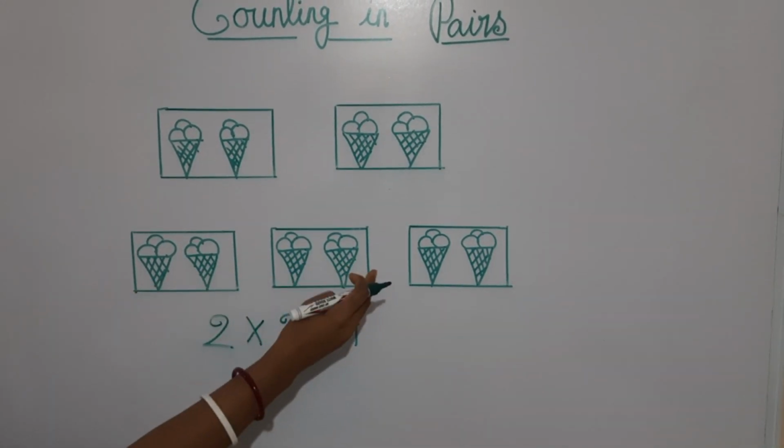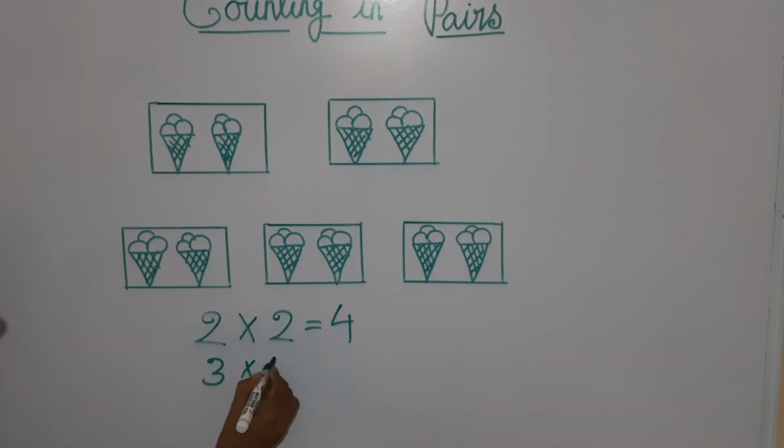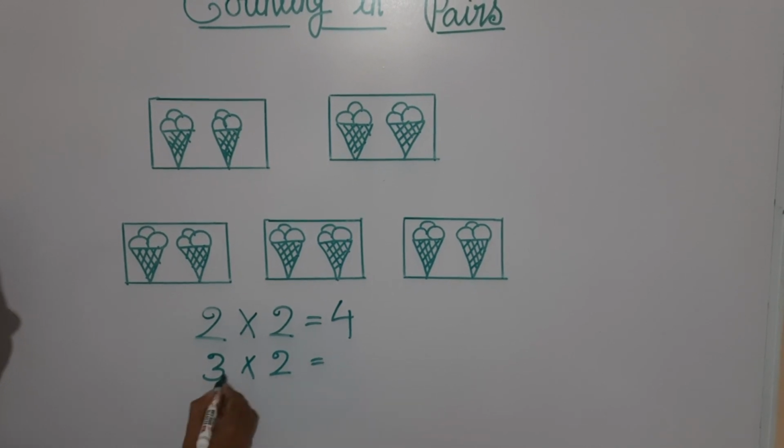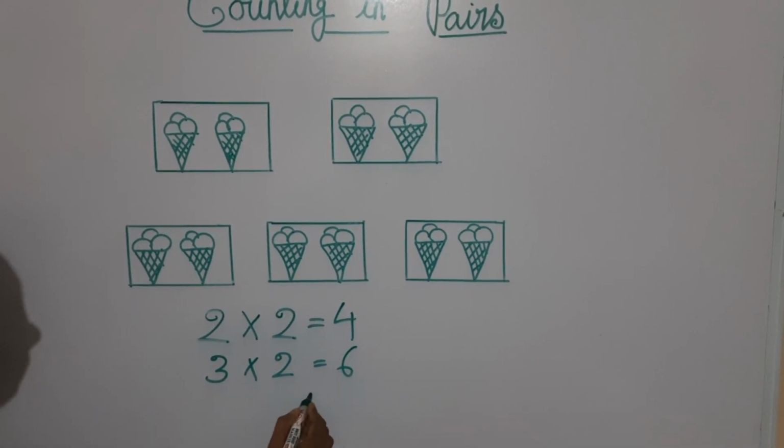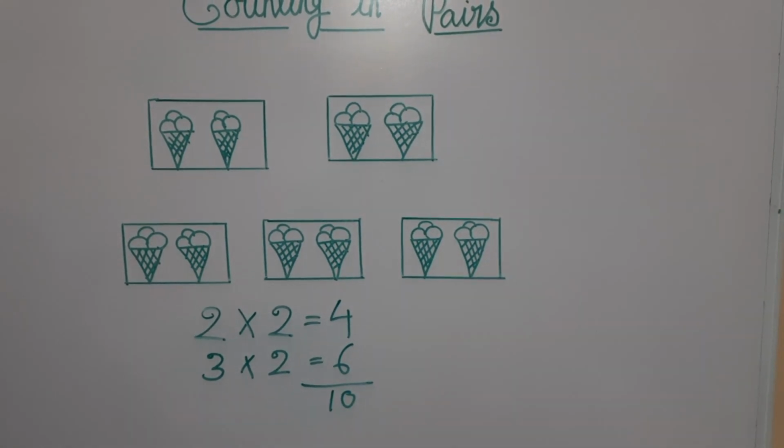How many pairs are there? 1, 2, 3. So 3, and in every pair we are having two objects. So 3 twos are 6. Total what? 6 plus 4, 10. Isn't it good one?